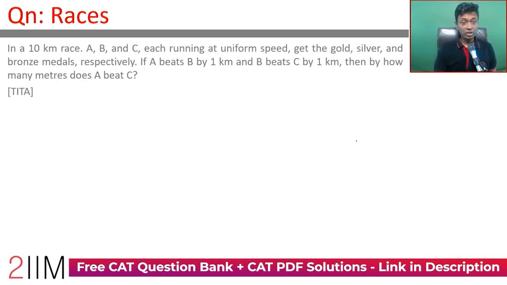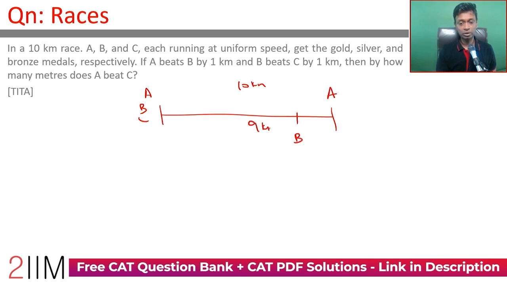In a 10-kilometer race, A, B, and C, each running at uniform speed, get gold, silver, and bronze medals. If A beats B by 1 kilometer and B beats C by 1 kilometer, that means in this 10-kilometer race, when let's say A, B, and C start here, when A finishes, B has done only 9 kilometers. When A does 10, B does only 9.